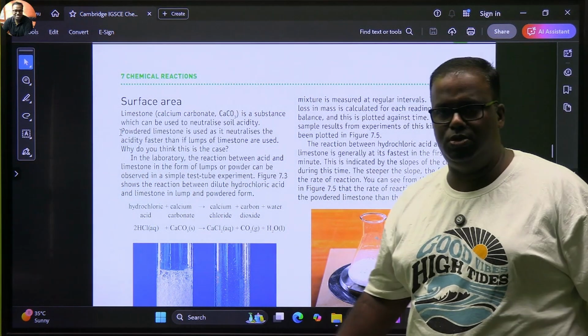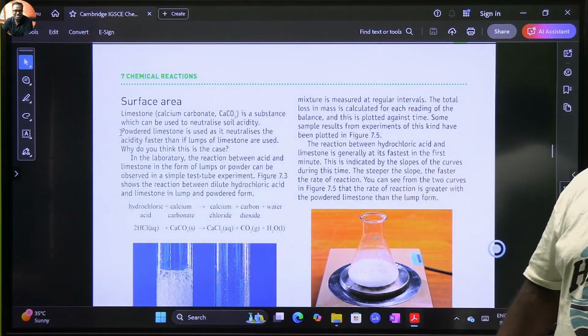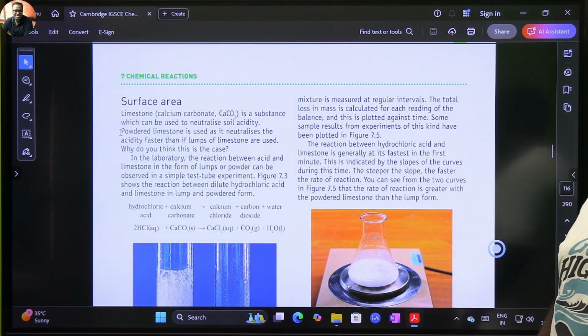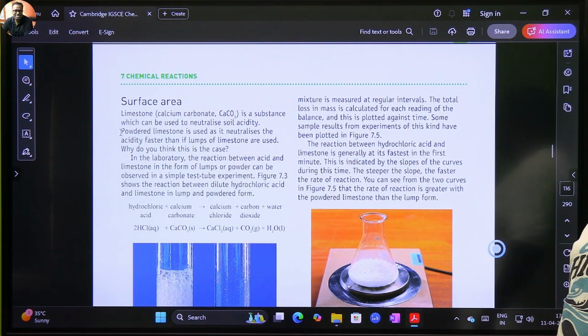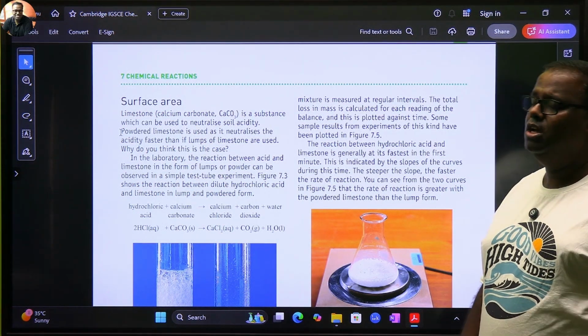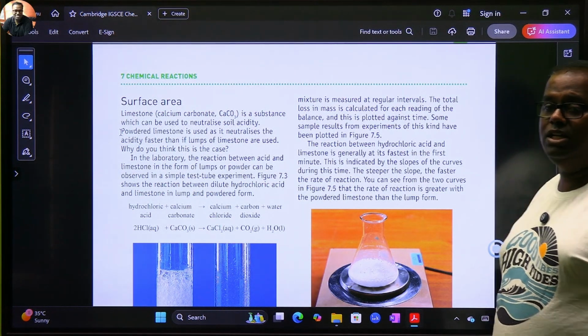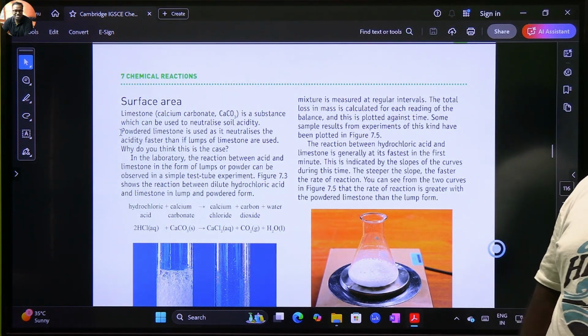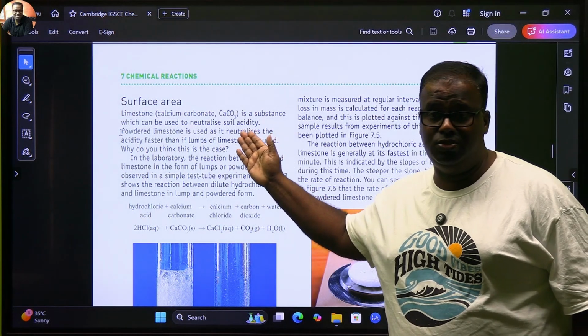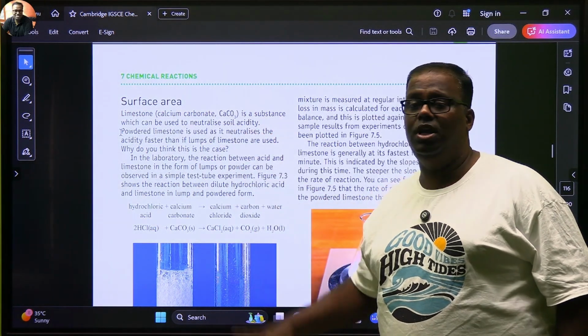So let's understand the impact of surface area with this particular example. Limestone. What is limestone? Calcium carbonate. Where is it found? Calcium carbonate is found in the form of limestone and also in eggshells. Note down these things. It is used for neutralizing soil acidity. It has nothing to do with this chapter, but it's a very important line: soil acidity.